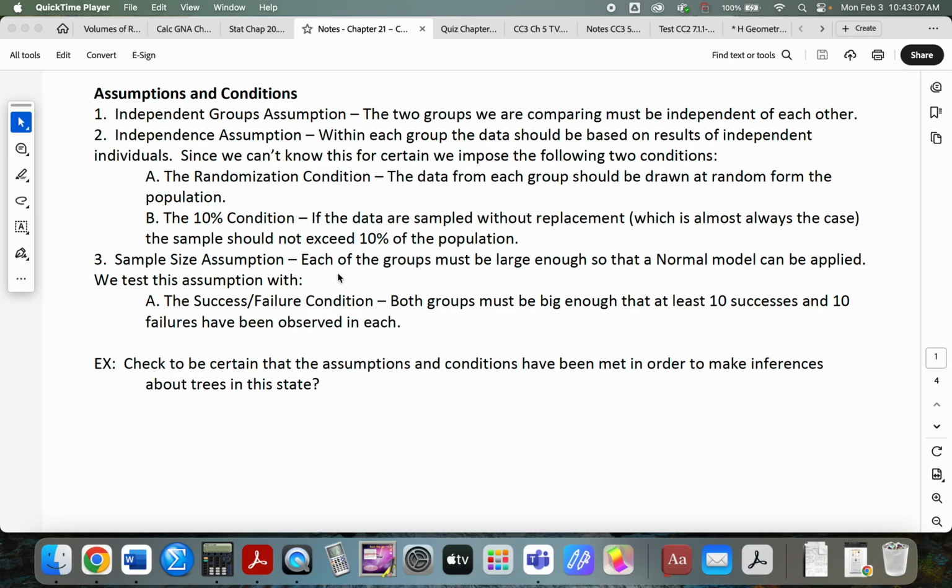Then the sample size assumption: each of the groups must be large enough so that a normal model could be applied. So we're going to have our favorite old success-failure conditions. Both groups must be big enough. And here we actually know how many successes and failures we have, so we're not going to do predicted successes and predicted failures.